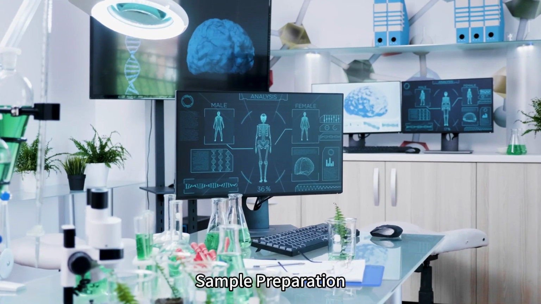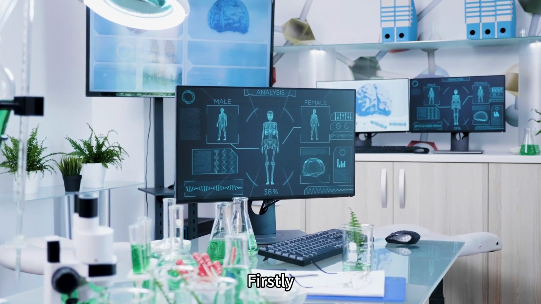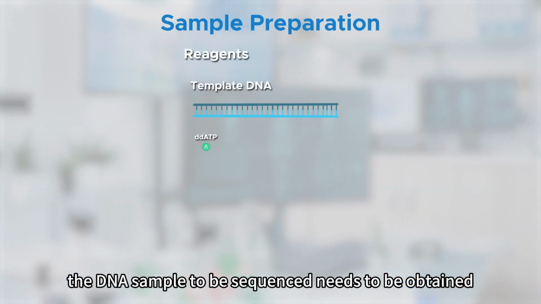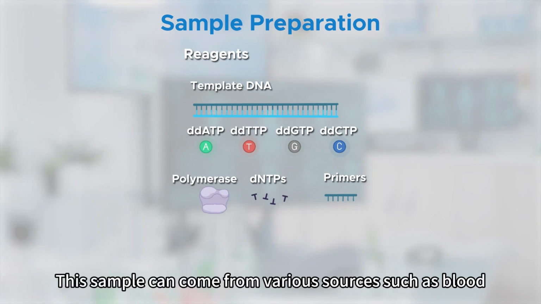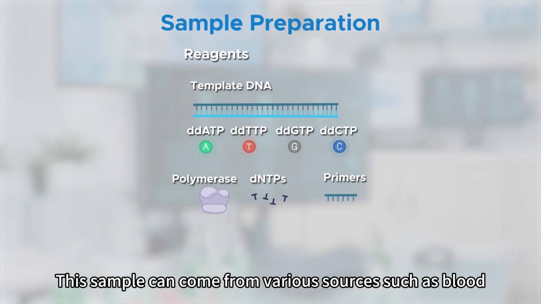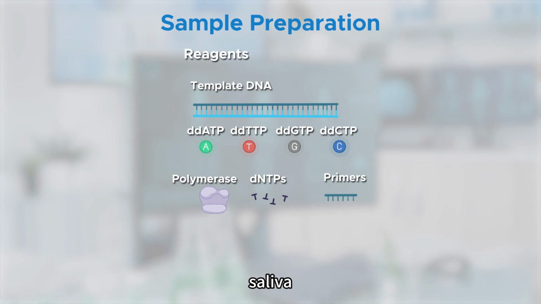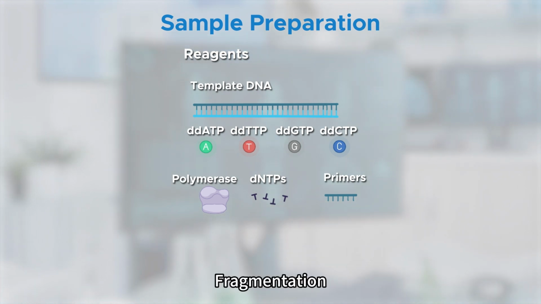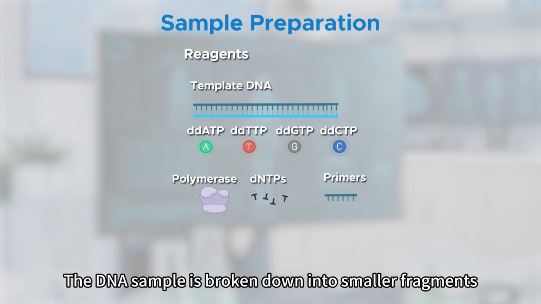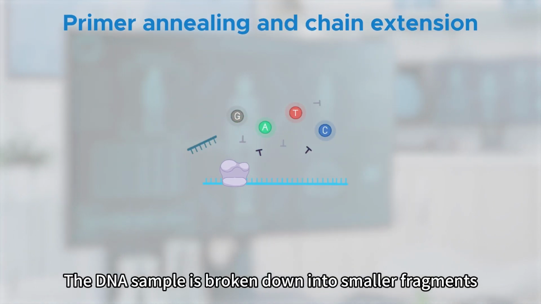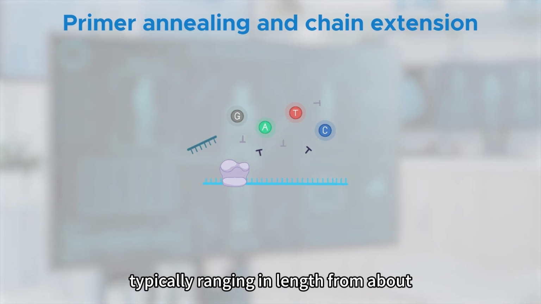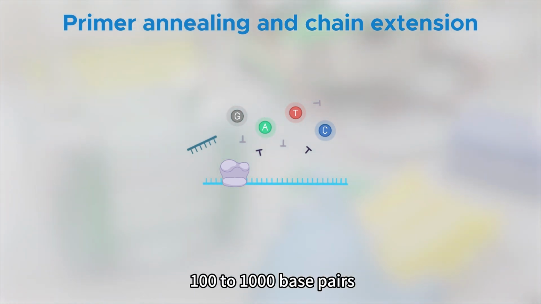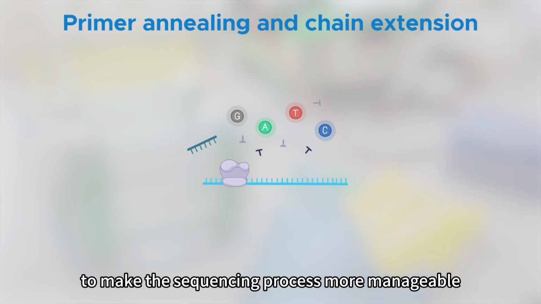1. Sample preparation. Firstly, the DNA sample to be sequenced needs to be obtained. This sample can come from various sources such as blood, saliva, or tissue biopsies. 2. Fragmentation. The DNA sample is broken down into smaller fragments, typically ranging in length from about 100 to 1,000 base pairs. Fragmentation is crucial to make the sequencing process more manageable.